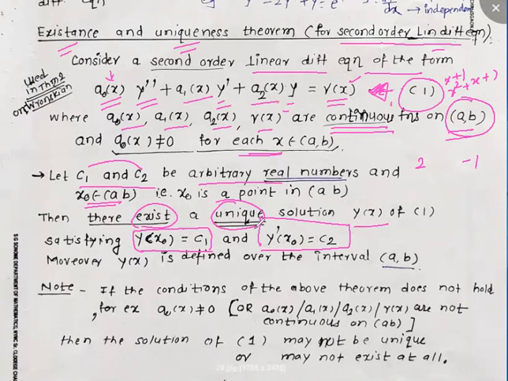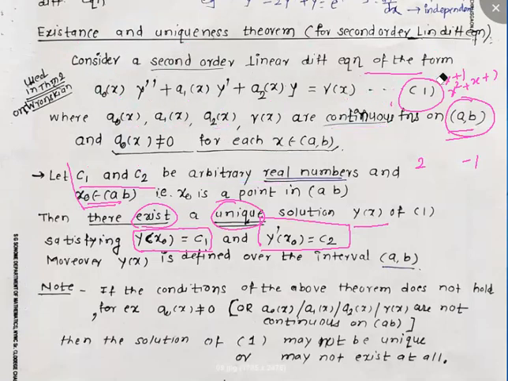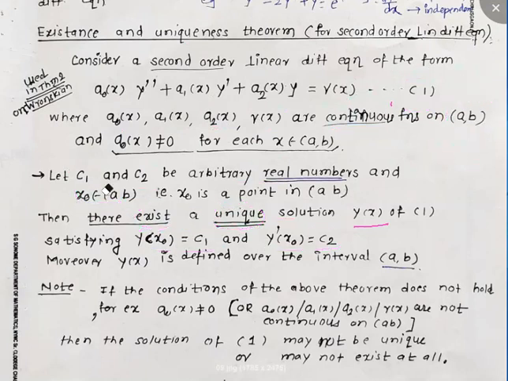So if you select the two arbitrary constants and one point in the open interval (a, b), then such a solution exists. So this is the existence and uniqueness theorem. We will not give a proof for this result, but we use this statement in other theorems.